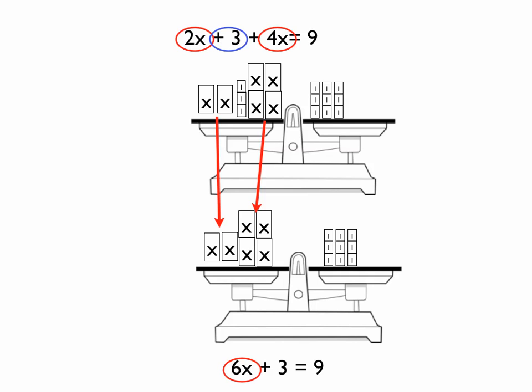I still have to keep the 3 on the left-hand side. So there's my 3 ones, and they stay. And my 9 is balanced on the other side. So you can see what combining like terms looks like. Notice that we couldn't add together the x's and the 1's on the left-hand side because they're not the same thing. They're not like terms. So when we combine like terms in this, we get 6x plus 3 equals 9.